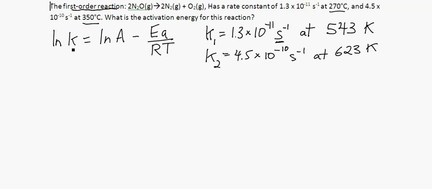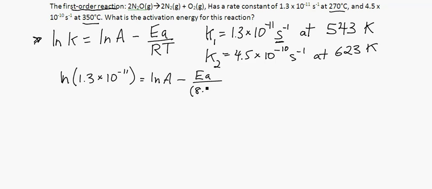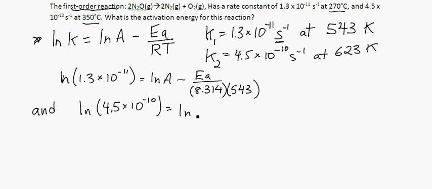Okay, now I'm going to use this equation for both situations. So this might take a couple of videos. It's kind of a time-consuming process. But the natural log of k, and the first k was that. I'm just going to leave the units out for now. It just makes it kind of messy. Equals the natural log of A minus activation energy over the universal gas constant multiplied by the temperature in Kelvin. Okay, and we're going to do it for the next temperature. And this temperature was 623 Kelvin.